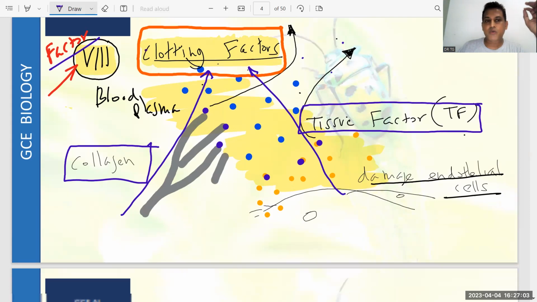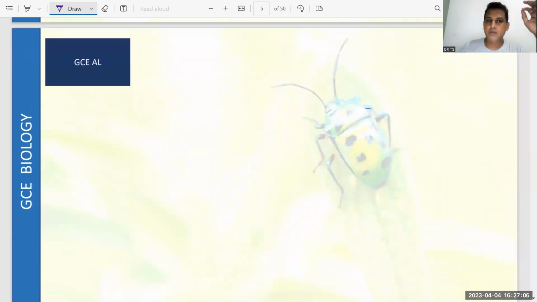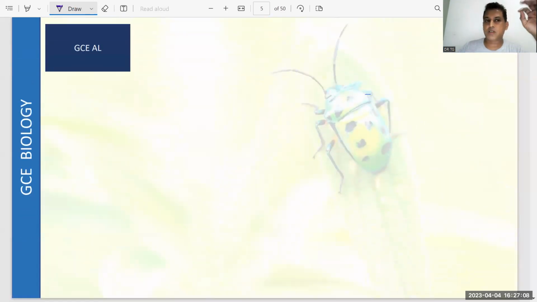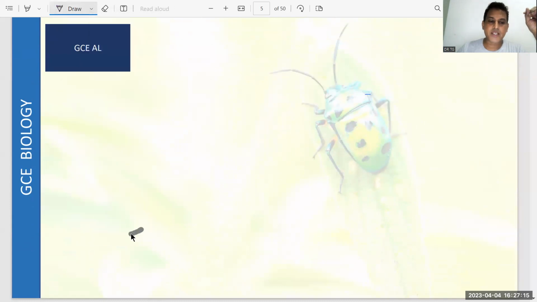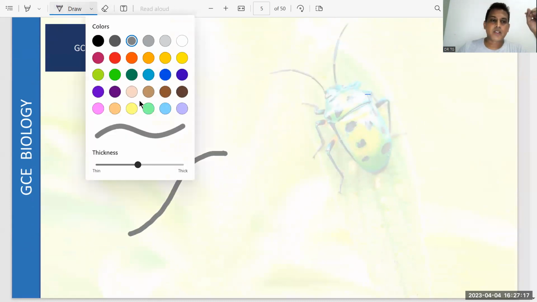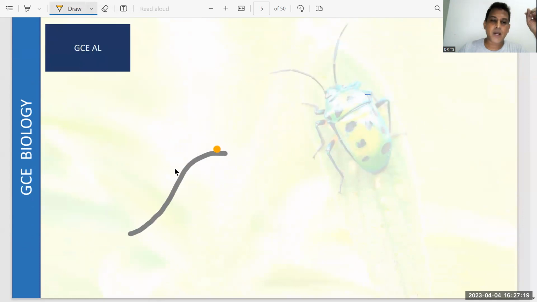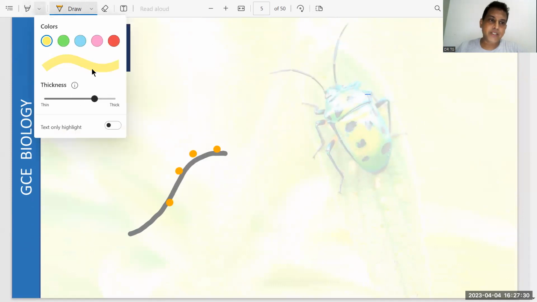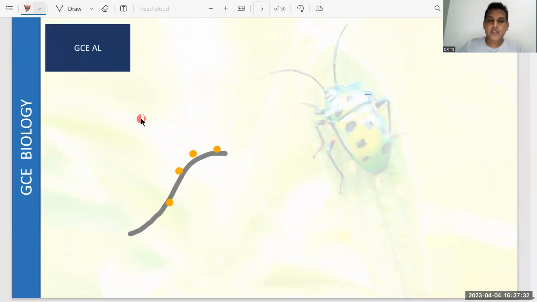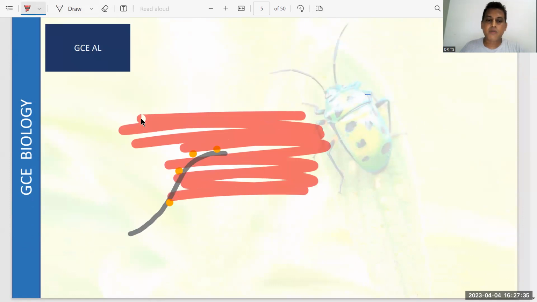Right. Now, before we come to the role of clotting factors, there's another important thing we're going to learn. If collagen is exposed, this collagen has a binding site. Now, collagen is exposed to the blood, that means this is the blood side.